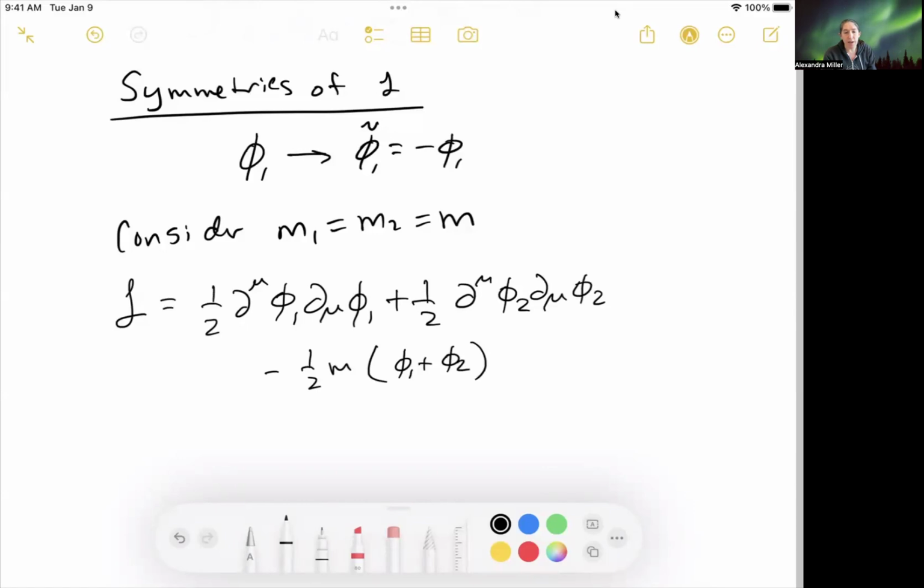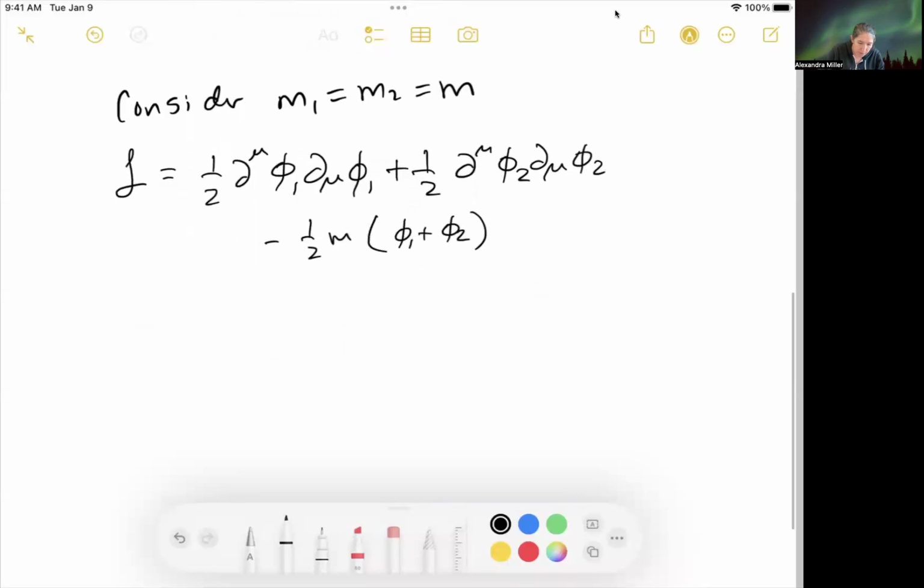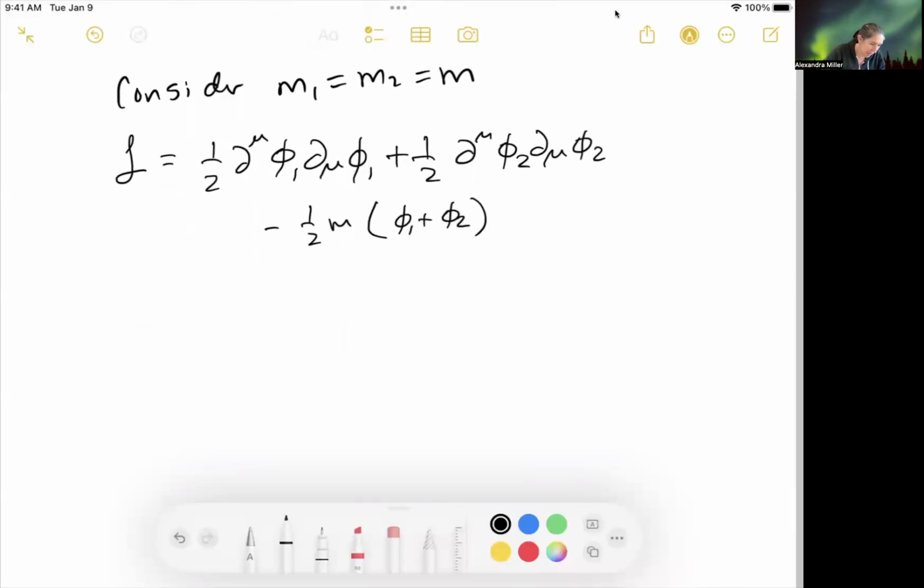Because we've set the masses to be equal, we've actually introduced even more symmetry into our system. Now phi 1 and phi 2 are still totally independent of each other. They still aren't interacting with each other in any sense, but now these two things are going to have the same mass. So we've introduced more symmetry into our system. Now we can do much more interesting things.